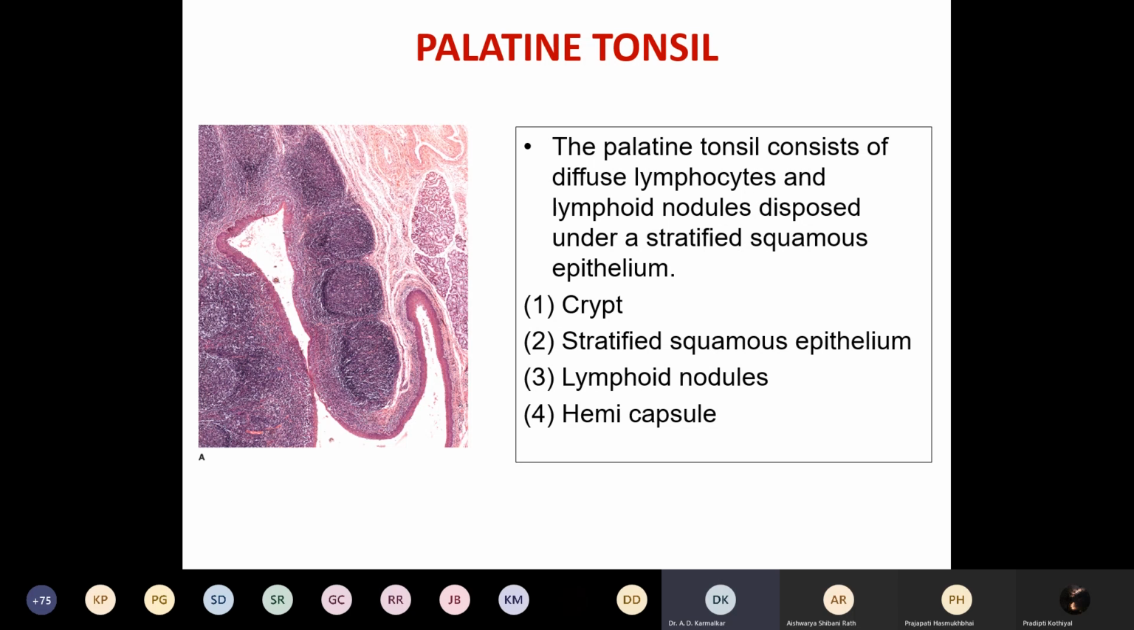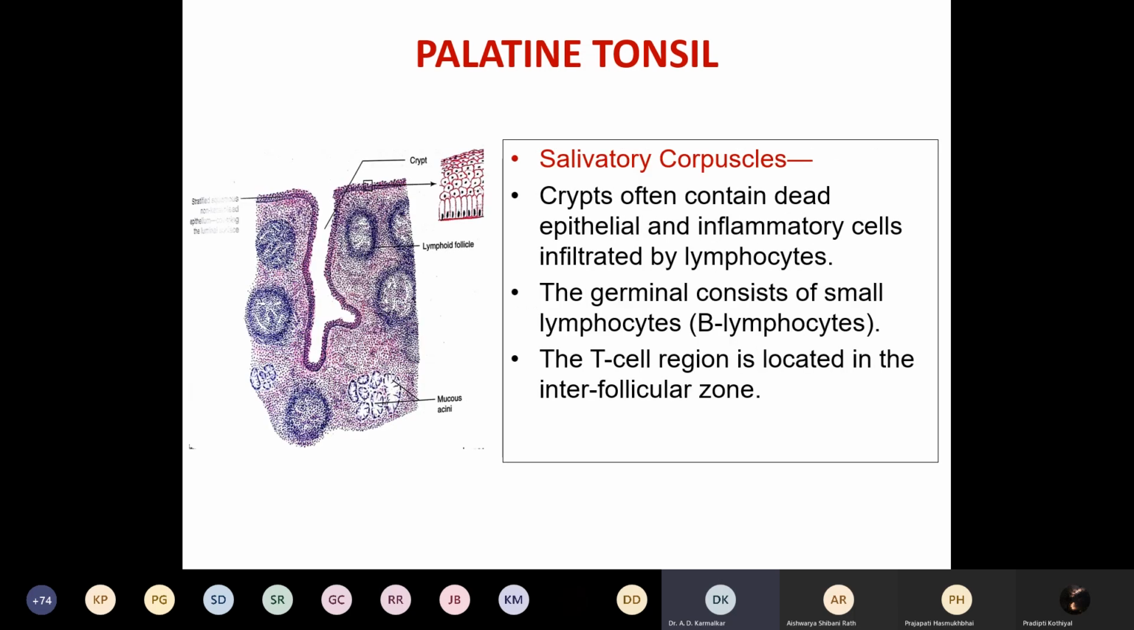What is the classical feature? How are we going to identify it? It is the only lymphoid organ that is covered by epithelium, the stratified squamous non-keratinized epithelium, under which the lymphatic nodules are present. So here you can see a crypt which is lined by stratified squamous non-keratinized epithelium. Underneath there are lymphoid nodules. So that is the classical feature to identify the palatine tonsil.